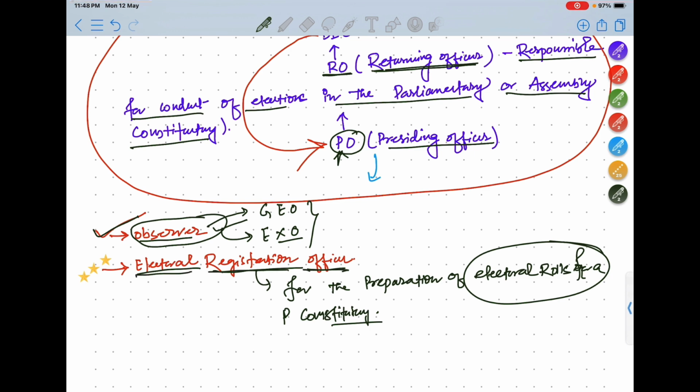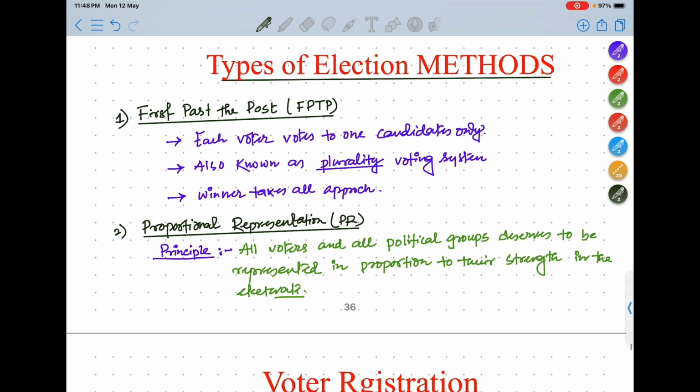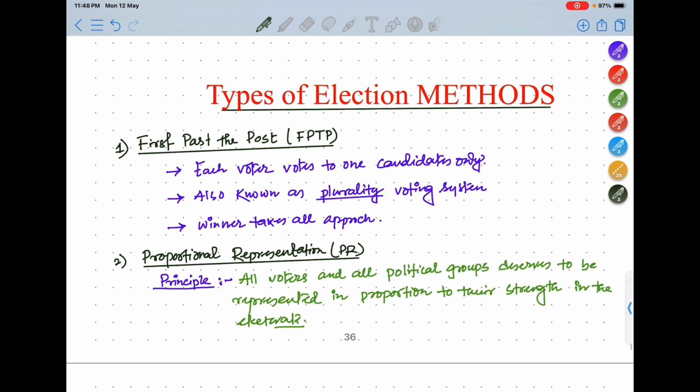Now, types of elections. There are many types of elections all over the world. In different states, different election methods are used. In India also, different types of elections and different methods of elections are used.